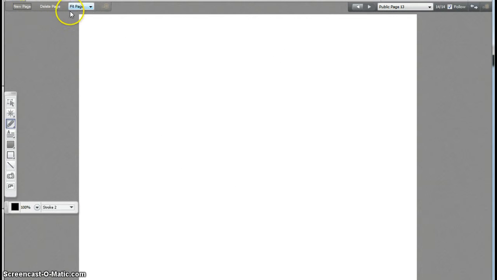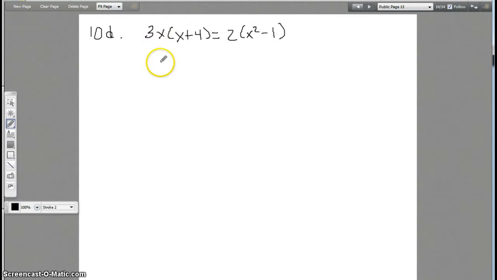Now let's look at number 10, part D. And this is the last one that we're going to look at. Number 10, part D is 3x times x plus 4 is equal to 2 times x squared minus 1. So when we multiply this out, 3x times x is 3x squared. 3x times 4 is 12x. 2 times x squared is 2x squared. 2 times a negative 1 is, whoops, that's a negative 2, not a negative 1.